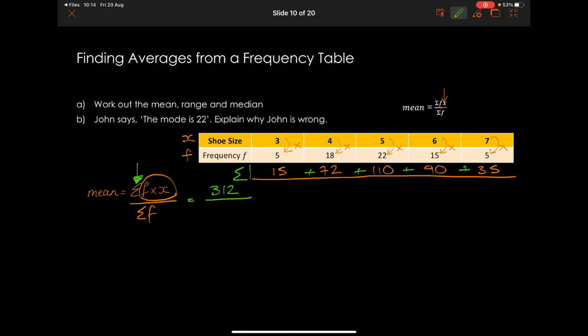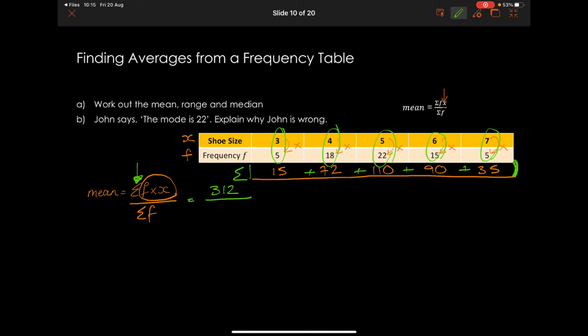Okay, that's because I had 5 lots of these, 4 lots of the 18, 22 lots of those, 15 lots of those, and 5 lots of those. And then I added them all up. So I've multiplied to give me fx, and then I've added them all up to give me the sum.